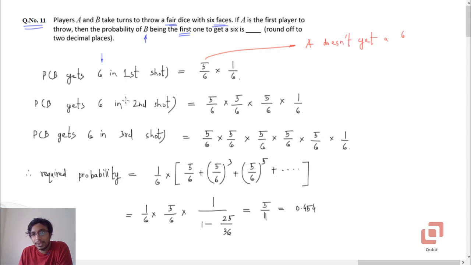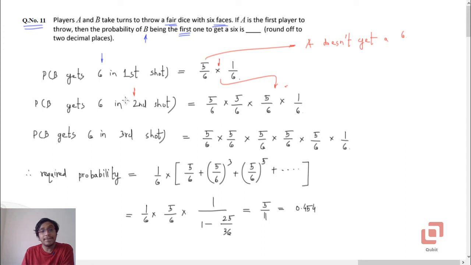Okay. And then if B gets 6 in the first shot, the probability will be 5 upon 6 into 1 upon 6, because these two events are independent of each other. Okay. Now suppose B gets 6 in the second shot. Okay. Now what does this mean? This means none of them have got a 6 in the first shot. So that part of the probability will be 5 upon 6 into 5 upon 6. And again this part will come here. A again doesn't get a 6 and then B gets 6 with probability 1 upon 6.